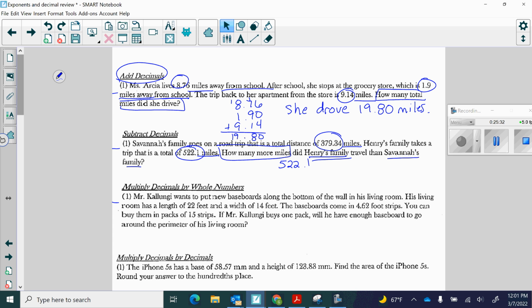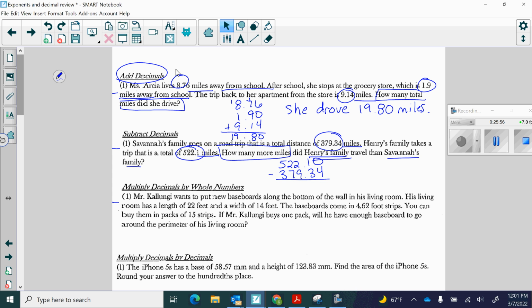522 and 1/10 miles. Guys, I saw some people subtracting the opposite way. Can you take 500 away from 300? No. And then we're subtracting how many Savannah's family traveled. How do I make them have the same place value? Deanna? Add a 0 behind the 1.